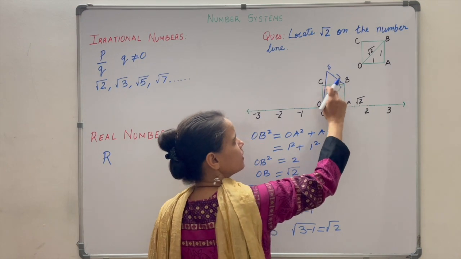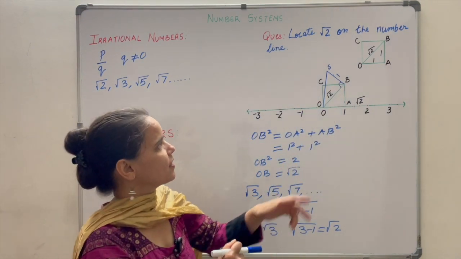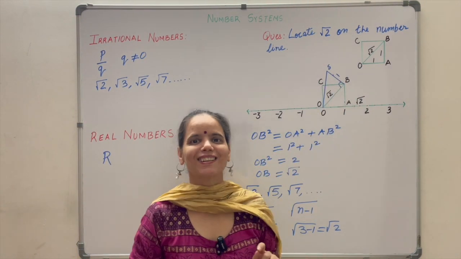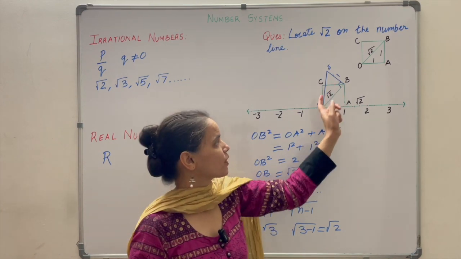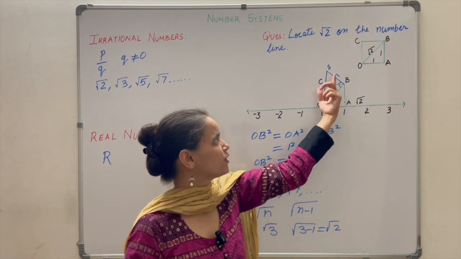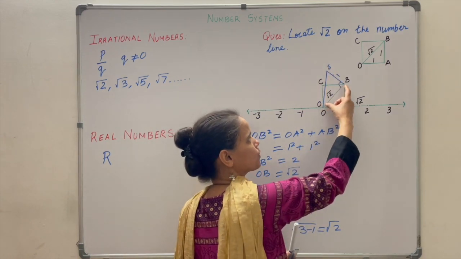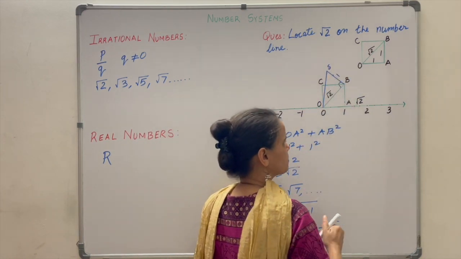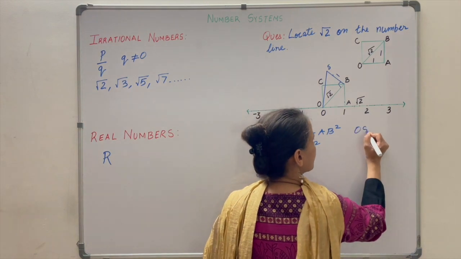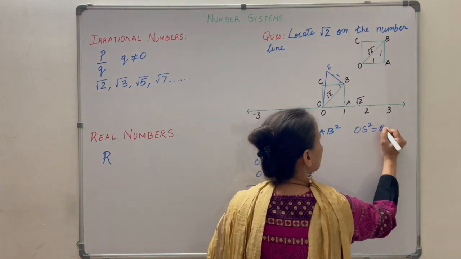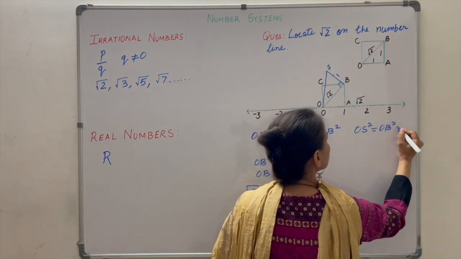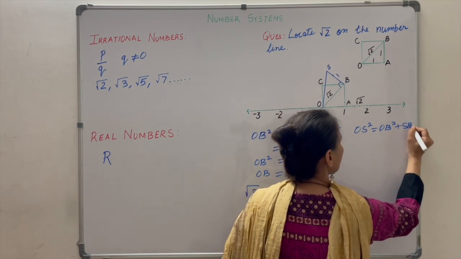Here again a right angle triangle is formed. OBS is a right angle triangle, and we are going to apply the Pythagoras theorem again to find out how much OS is. So OS square is equal to OB square plus SB square.